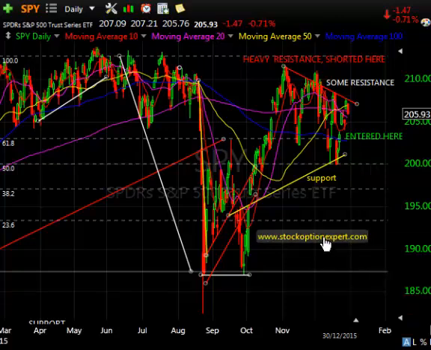This is why at Stock Option Expert, we use multiple indicators: trend, Fibonacci, support, resistance, unusual options volume. This is when you need multiple confirmations for your trades. It's just tough here. For example, I just want to cover the last 2 days here.